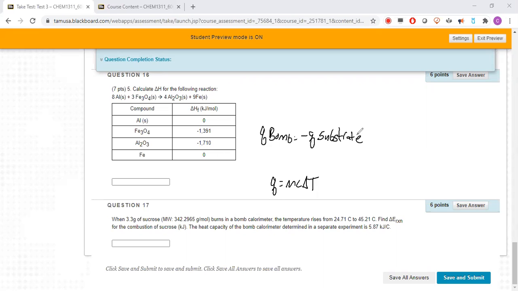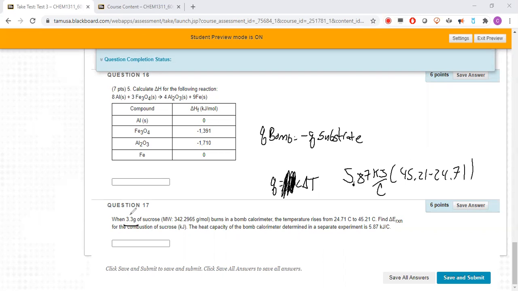So let's take a look here. Actually, I got a little ahead of myself. For the bomb calorimetry, we actually don't need mass because all we're doing is measuring water here. So it's just Q equals C delta T. So C of the bomb calorimeter is 5.87 kilojoules per centigrade. So that's the heat capacity. Then temperature final minus initial. Now, that's all. In this problem, we actually never used the 3.3 grams.